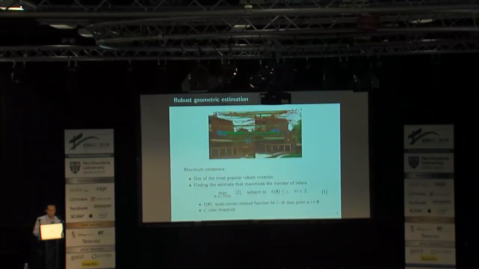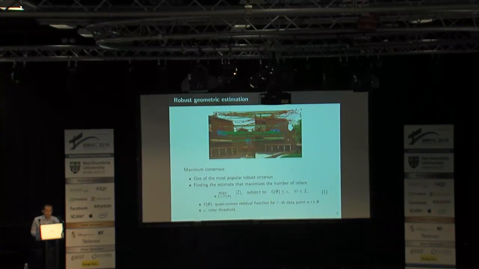To define robustness, there are a lot of criteria. However, maximum consensus is considered one of the most popular robust criteria. The goal of maximum consensus is to find the estimate that maximizes the number of inliers. Here, we show an example of a homography fitting problem where the inliers that we need to find is a set of correct matches, which is plotted in green. In practice, this set may be contaminated by the set of outliers, which are plotted in red.